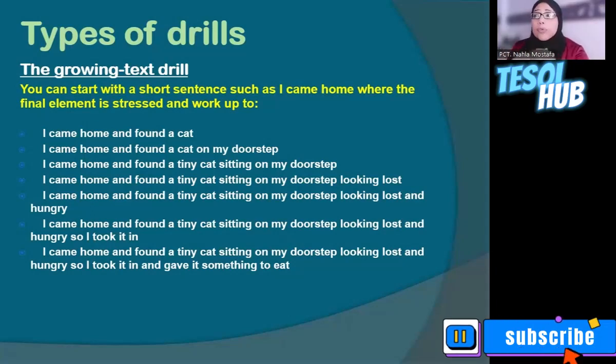So this type of growing text drill is one of the meaningful ways to drill in the classroom, and it improves the speaking skills, and also the writing skills, because productive skills are mainly about speaking and writing. But now we just speak. So now you tell your students how to expand the sentence, and expanding the sentence will help them in both speaking and writing.